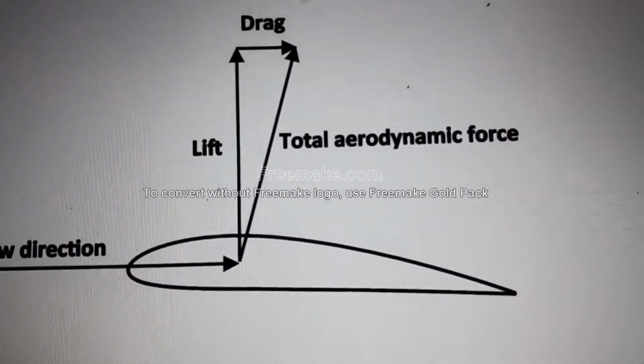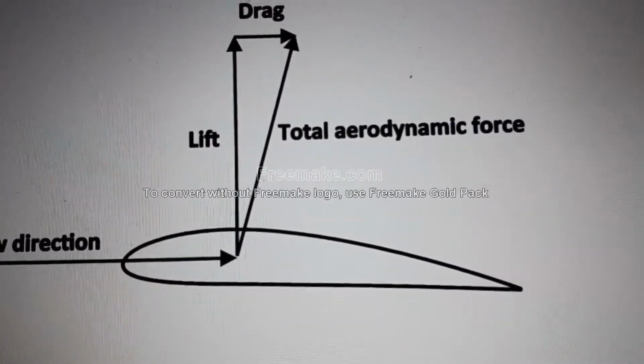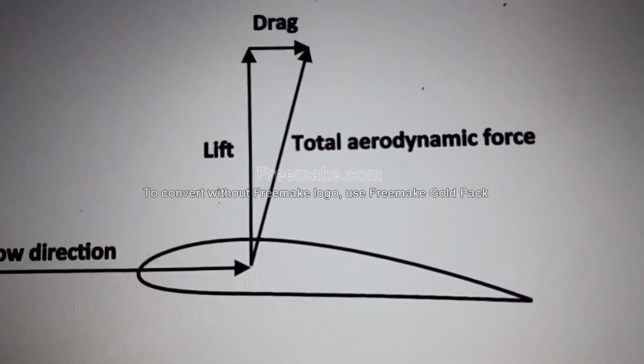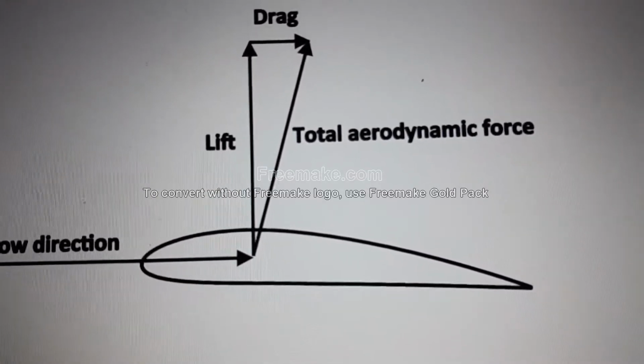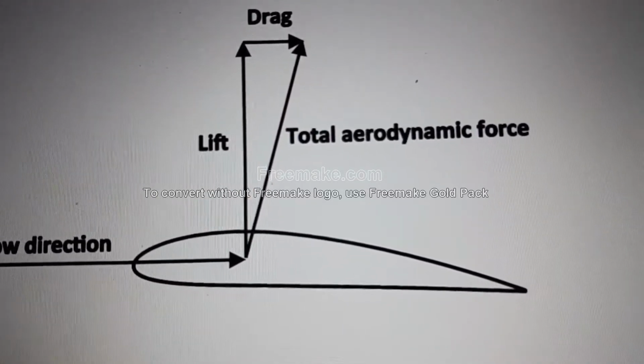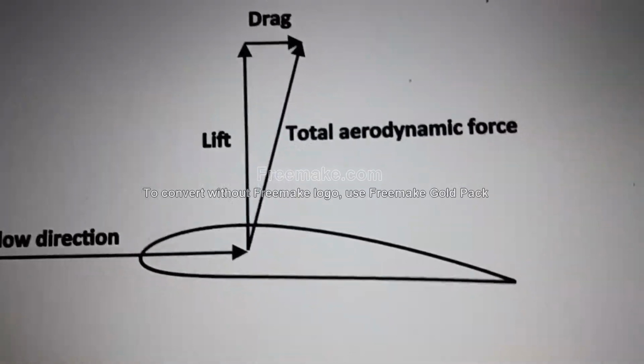An airfoil generates lift by exerting a downward force on the air as it flows upward. According to Newton's third law, the air must exert an equal and opposite force on the airfoil, which is lift.